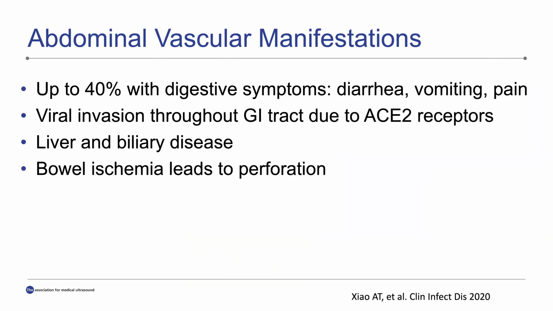Now, we've also started seeing a number of patients who present with abdominal symptoms. And again, likely related to some of the vascular issues that we've been discussing. Up to 40% of patients with COVID infection may have digestive symptoms, which include diarrhea, vomiting, and pain. The viral invasion occurs through the GI tract, again, through those ACE2 receptors, binds to the cell, invades the cell, causing liver and biliary disease, as well as bowel problems. And we've seen cases of bowel ischemia leading to perforation. And let me show you a case.